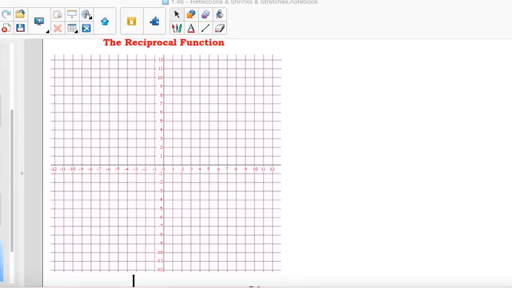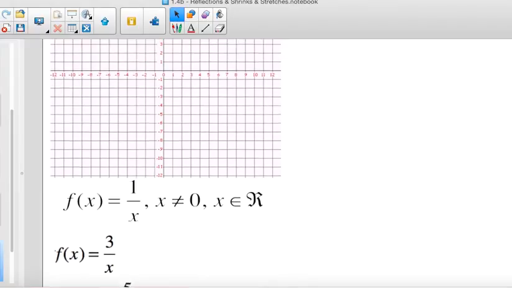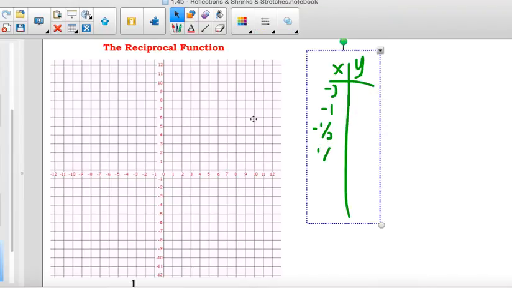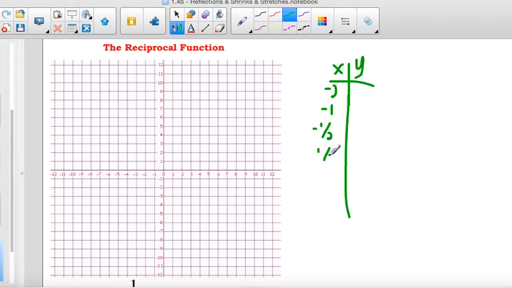On this slide, we have our reciprocal function, which is 1 over x. So we're going to do a table of values with that one. We're going to use negative 2, negative 1, negative 1/2, positive 1/2, 1, and 2. And when we plug those in, we get negative 1/2, negative 1, negative 2, positive 2, 1, and 1/2.